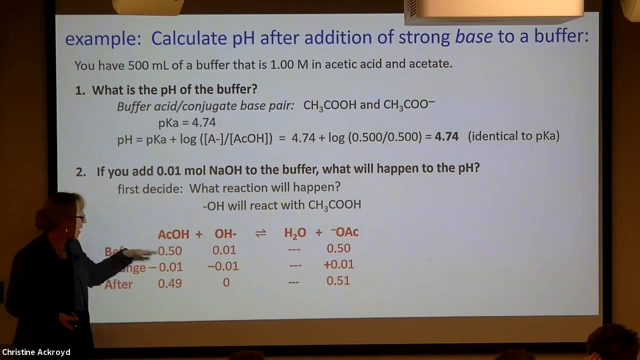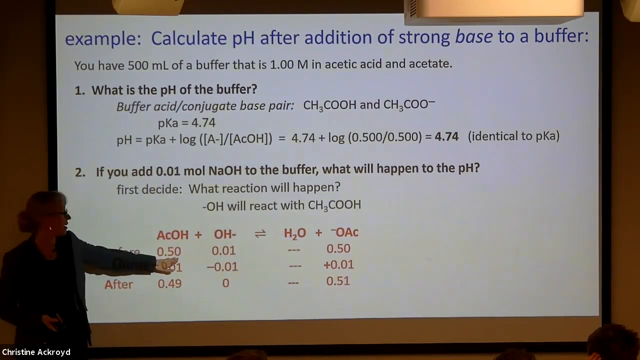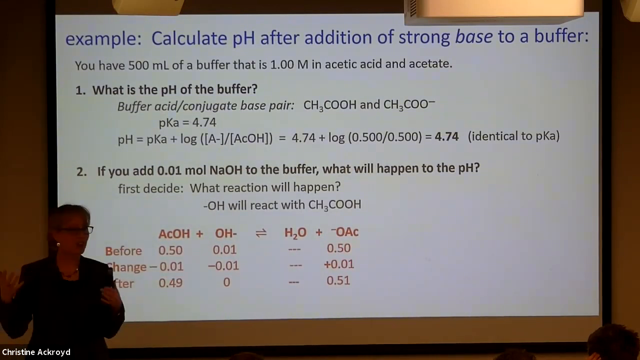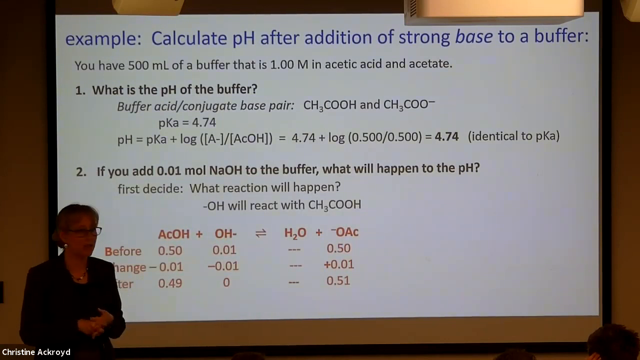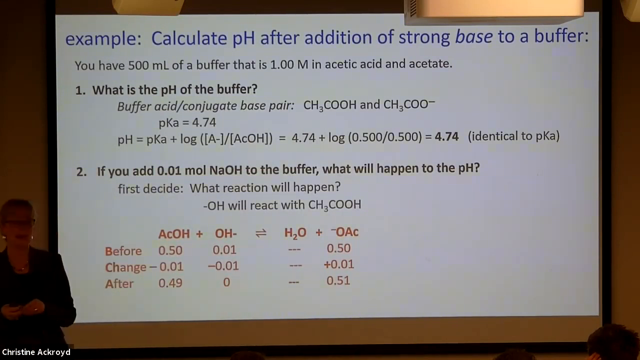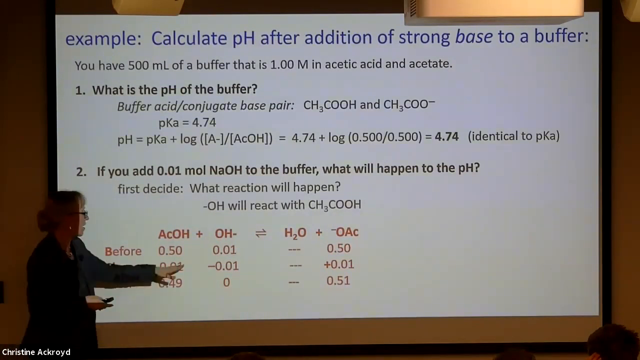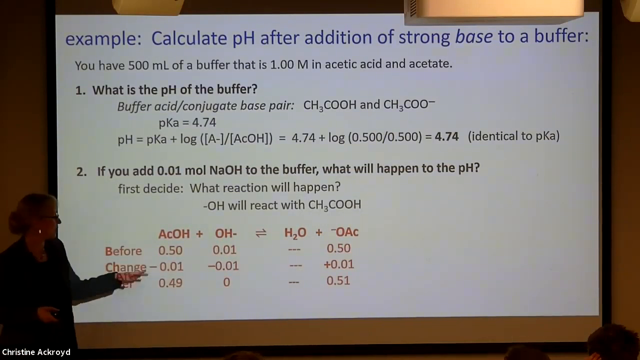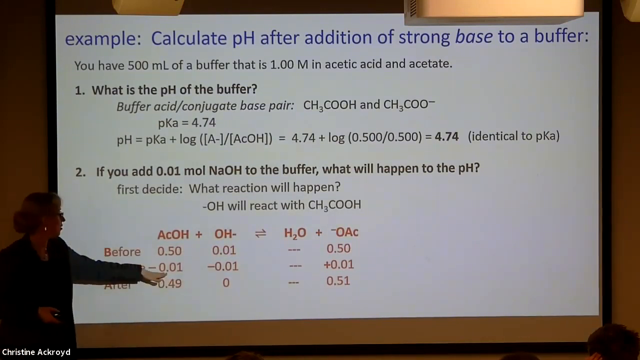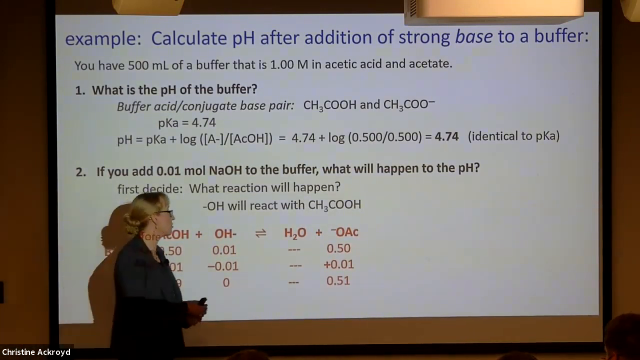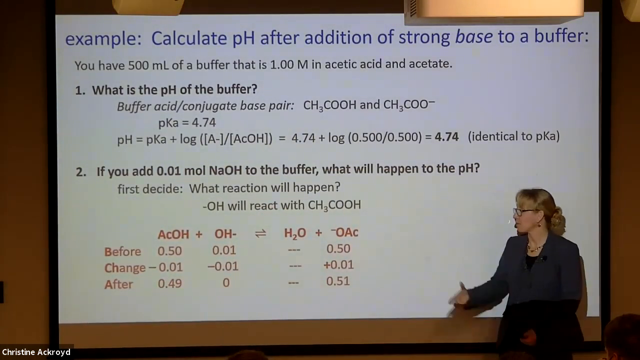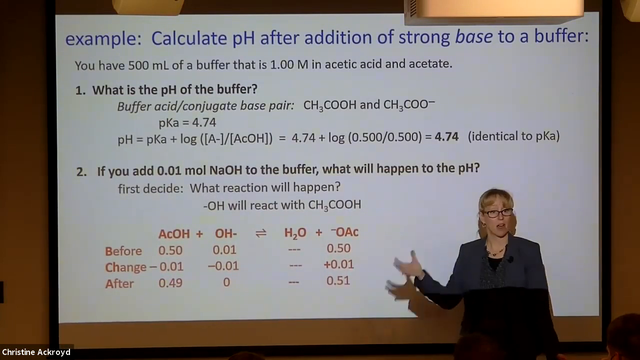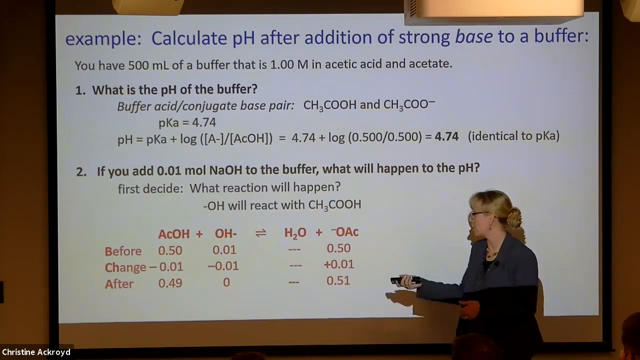Okay, so if I have 0.5 moles of acetic acid and 0.01 moles of hydroxide, put that back to your stoichiometry days: do we have an excess reagent and a limiting reagent here? Yeah. What's our limiting reagent? Hydroxide is our limiting reagent. So all of the hydroxide is going to react, so that we use up that amount of hydroxide. It's going to react with that amount of acetic acid to produce that amount of the conjugate base. So we can use that table to calculate what the new amounts of our buffer acid and our conjugate base should be.